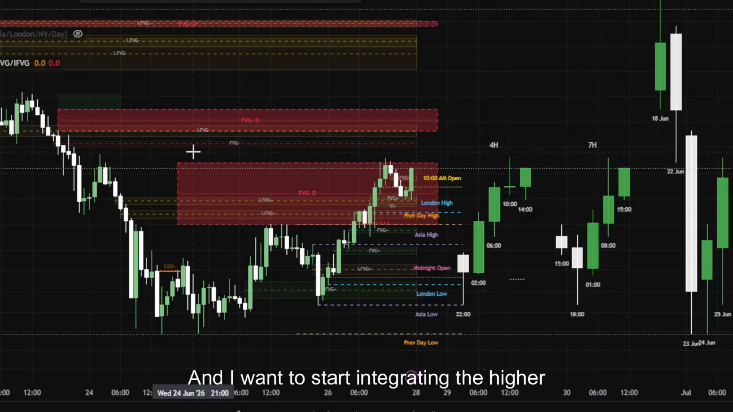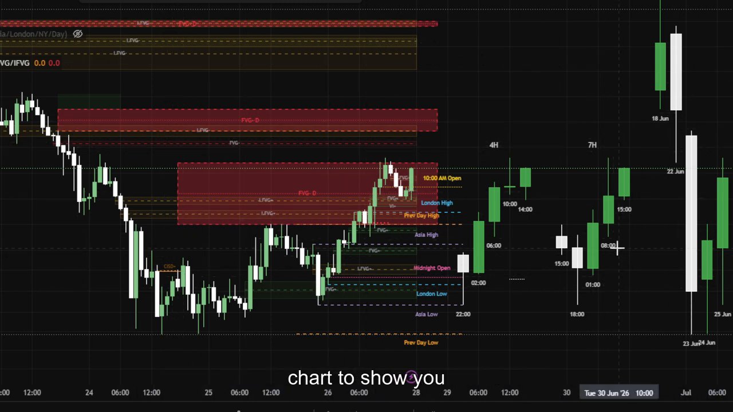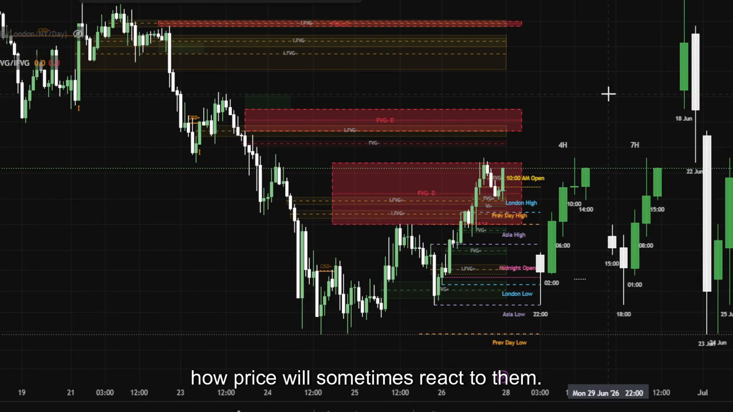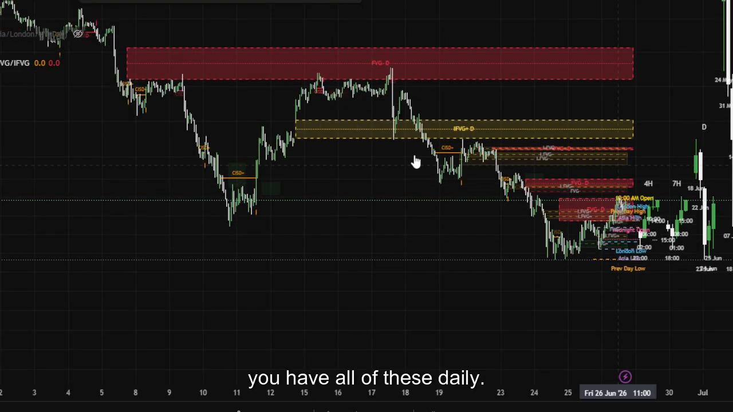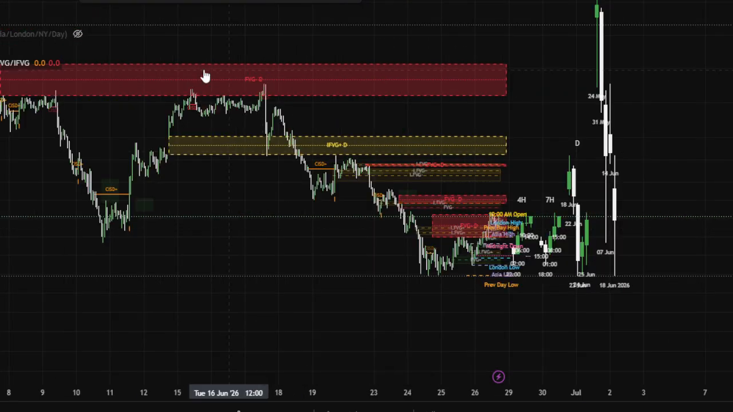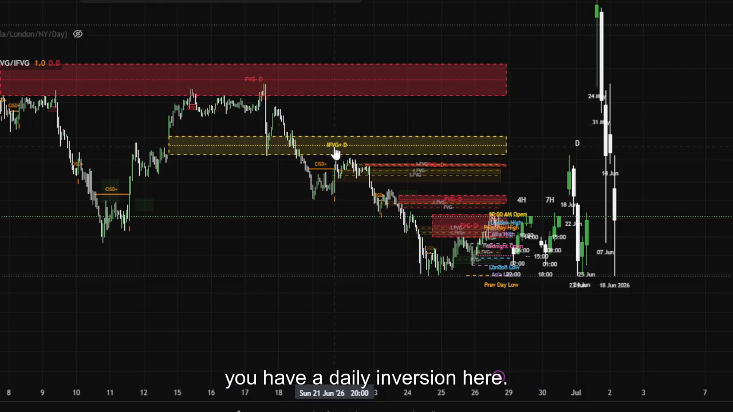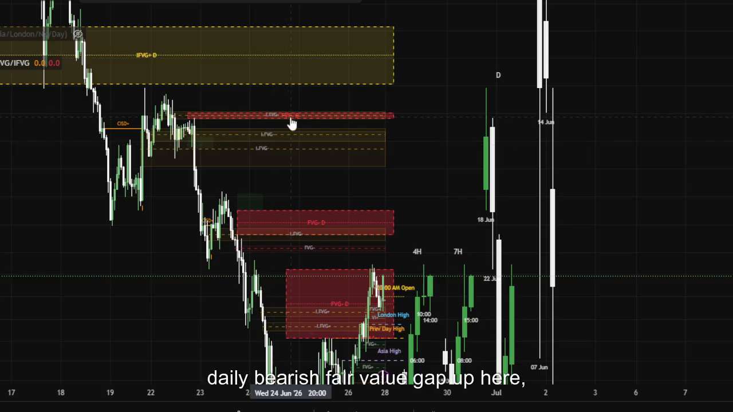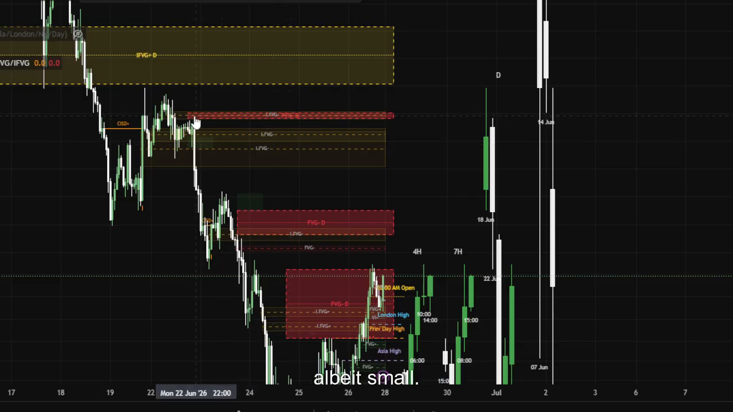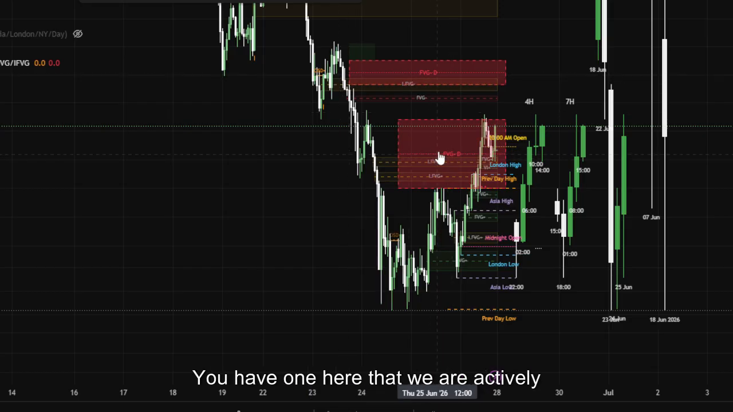And I want to start integrating the higher time frame fair value gaps into the active chart to show you how price will sometimes react to them. So as you can see, if I were to zoom out, you have all of these daily. You have a daily bearish fair value gap up here. You have a daily inversion here. You have a daily bearish fair value gap up here, albeit small. You have a daily fair value gap here. You have one here that we are actively currently trading through.